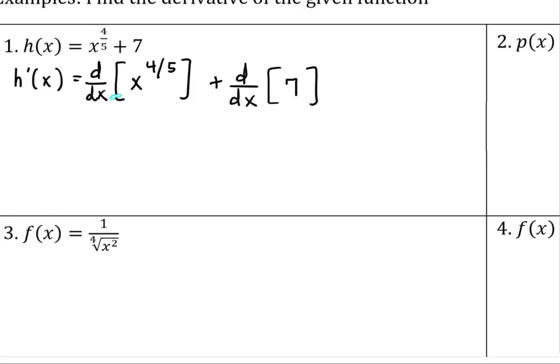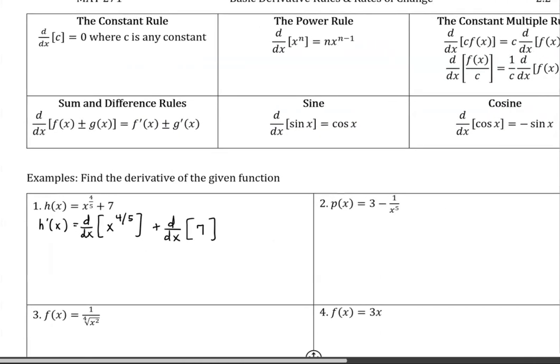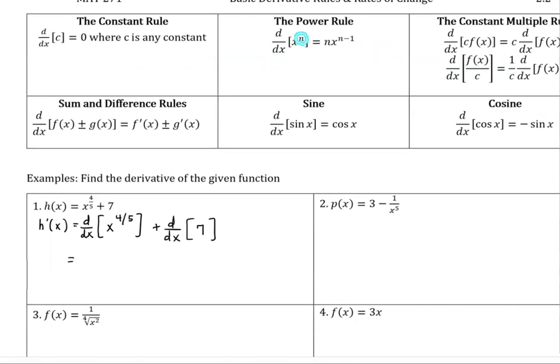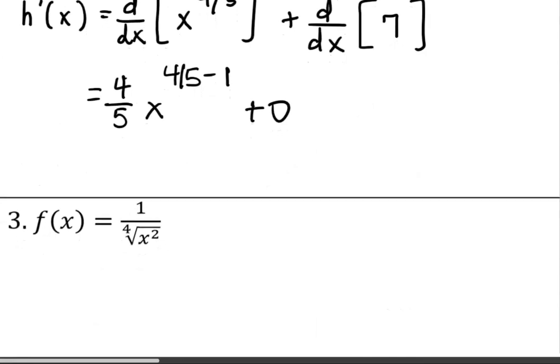Now, to take the derivative of this x to the 4/5, I'm going to use the power rule, which tells me that I take that derivative by bringing the exponent of n down in front, 4/5. I still have x, but the new exponent on x needs to be n minus 1. So the new exponent is now 4/5 minus 1. So here we have applied the power rule. Now to take the derivative of 7, the constant rule tells us that the derivative of any constant is equal to 0. Now let's continue simplifying this.